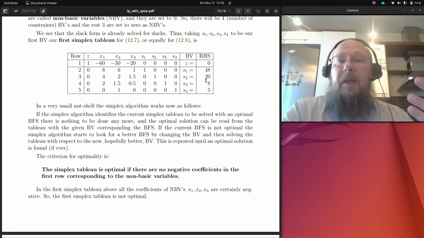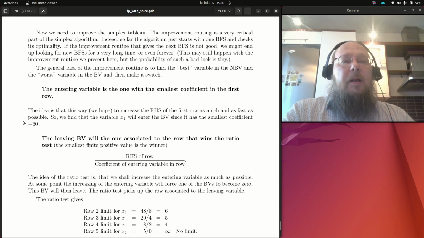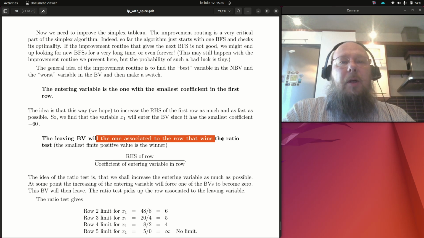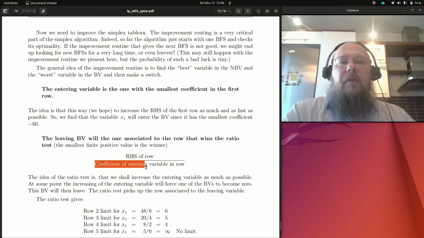How does it happen in practice? In practice we do a ratio test. This means that the leaving basic variable will be the one associated with the row that wins the ratio test. The smallest positive value is the winner. And what is the ratio test for each row? It's the right hand side of the row divided by the coefficient of the entering variable in that same row.